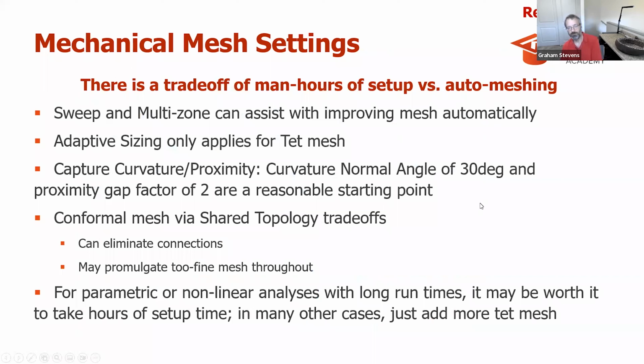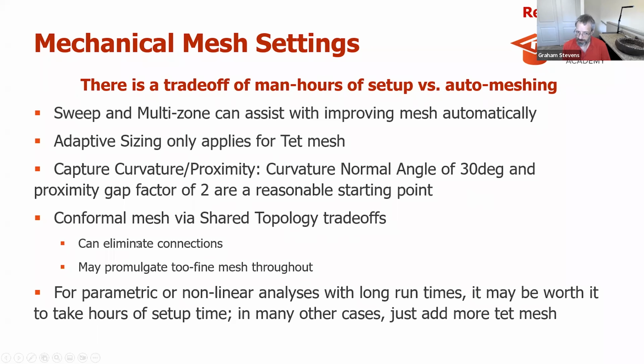So as I mentioned, there's a big trade-off between the man hours of setup versus auto meshing. Ansys Mechanical does have some sweep and multi-zone meshing methods that help in speeding up that hex auto meshing. Just be aware that adaptive sizing only applies for a tet mesh. As I mentioned, for capture curvature and capture proximity, some reasonable starting points are 30 degrees for curvature normal angle and a proximity gap factor of 2.